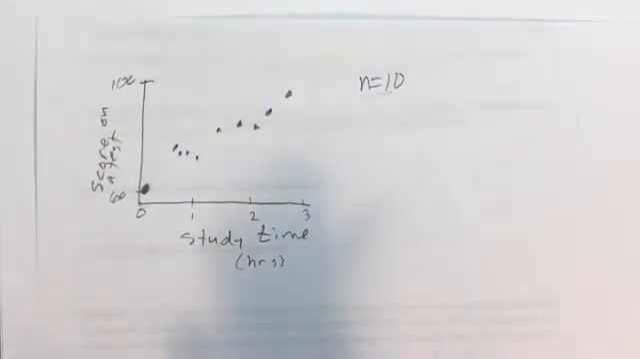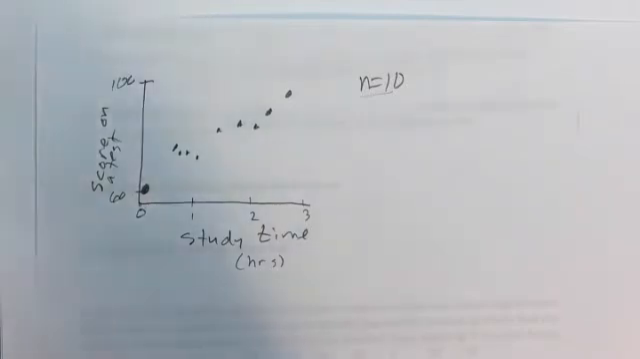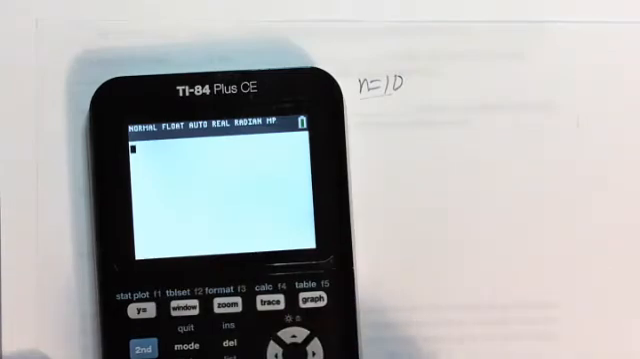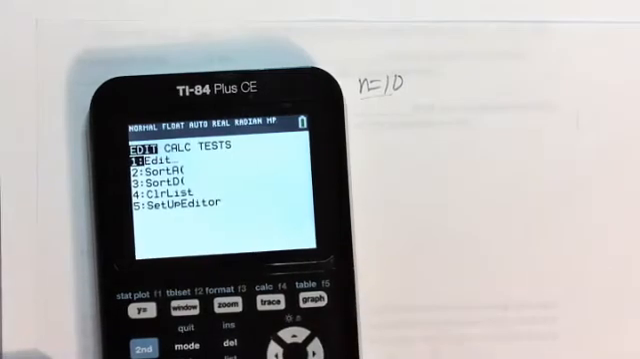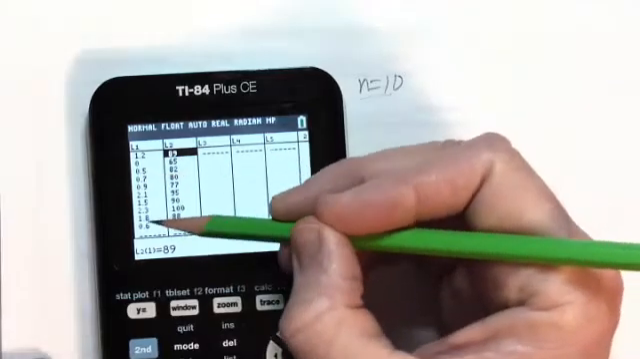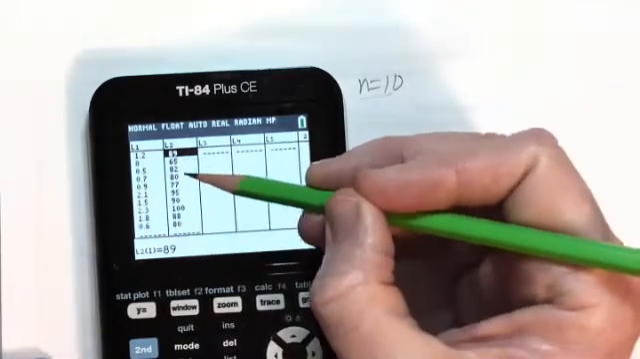And so what we did in chapter 3 is we would come up with an equation. So in our calculator, remember, to come up with the equation, I entered this data in list 1 and list 2. So I go stat and edit. And that is the explanatory variable, the study time, and this is what they scored on the test.